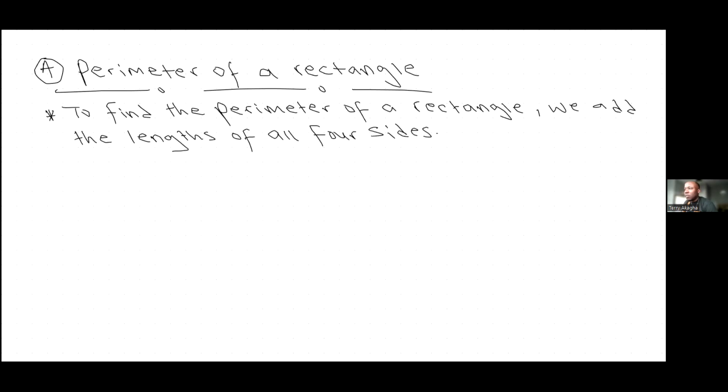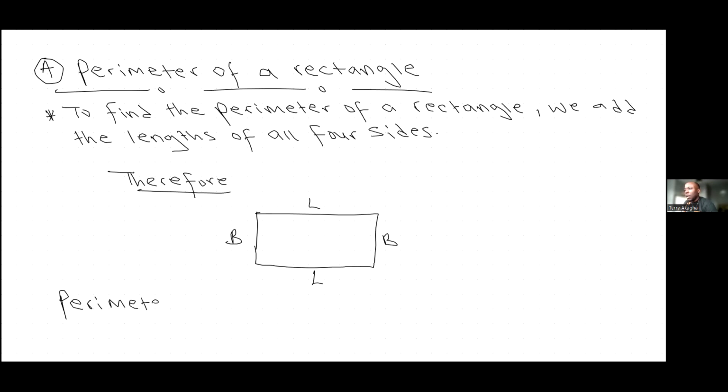So that means if we have, let's assume we have this rectangle, like I said, this is the length, and the opposite sides are equal and parallel. And this is the breadth, which are equal and parallel. And we said to get the perimeter, we have to add the lengths of all four sides. So that means the perimeter will be equal to the two lengths, plus we're going to add the two breadths.